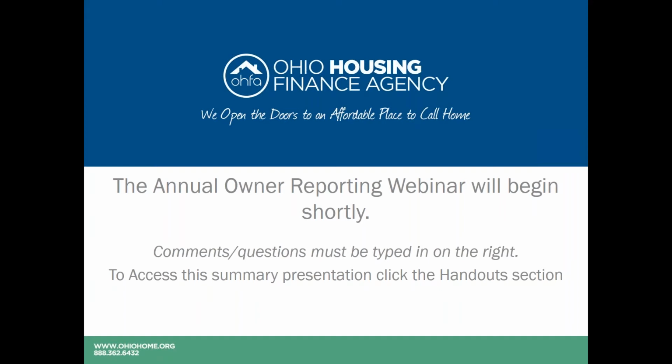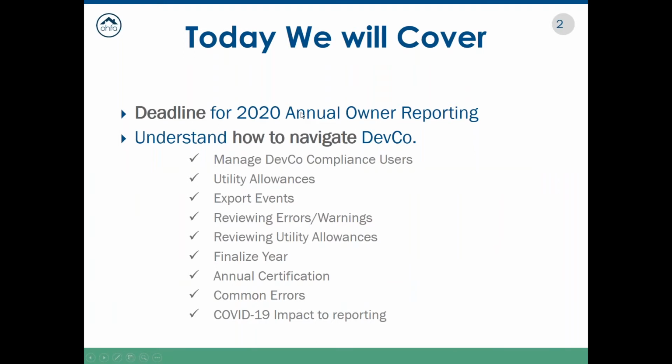Now today, we will cover how to manage DevCo compliance users, reviewing errors and warnings, reviewing utility allowances, exporting events, entering and finalizing your tenant data, and lastly, submitting the annual certification for each project. We will also discuss the COVID-19 impacts on your annual reporting this year.